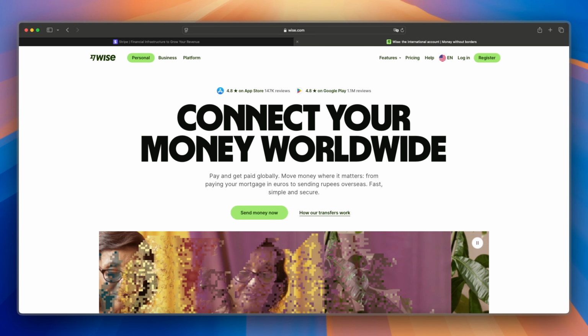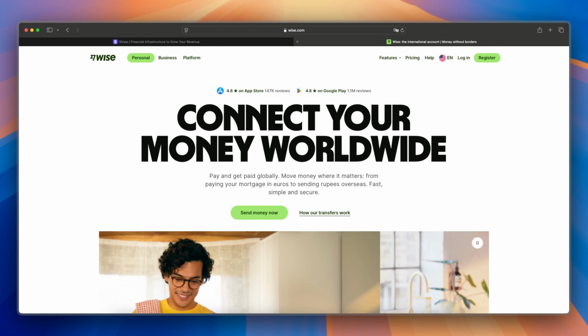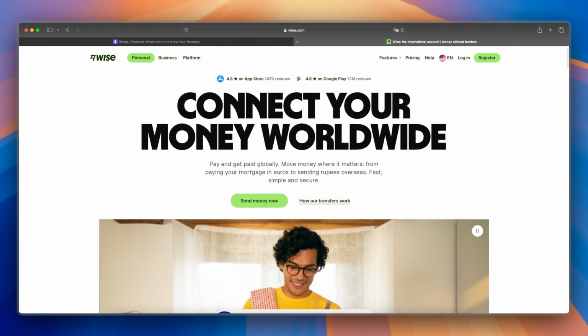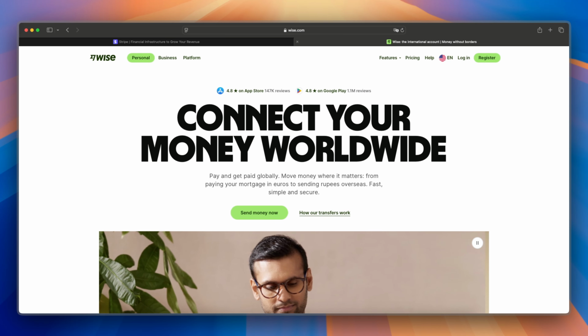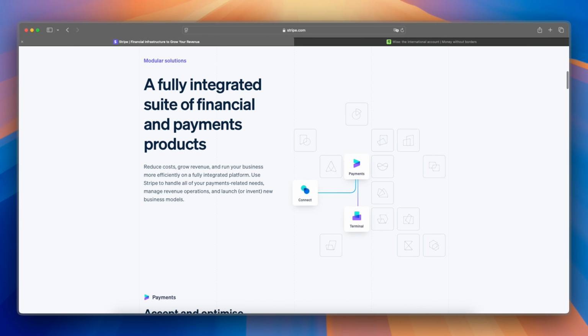So let's move on to the ease of use. Wise is simple and user-friendly in my experience and is allowing individuals and businesses to send and receive money globally with ease. Stripe requires technical setup but offers highly customizable payment solutions.